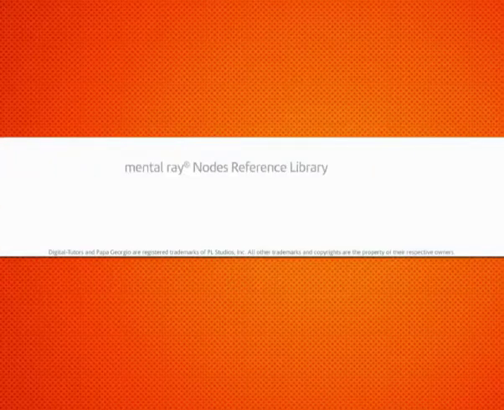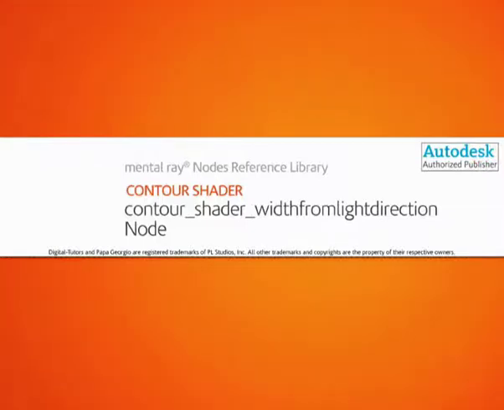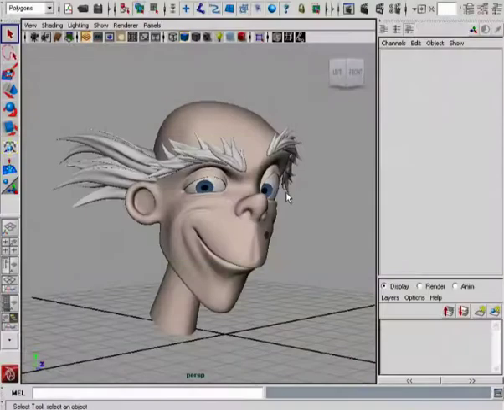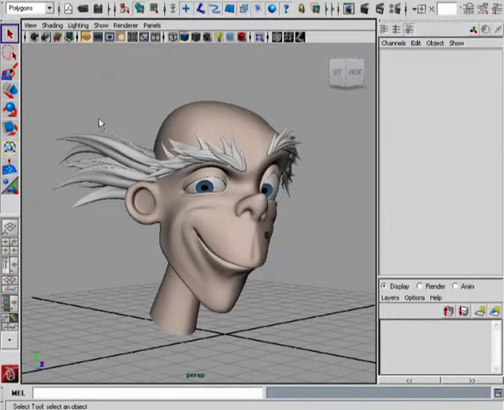In this lesson, we'll take a look at the width from light direction node. So with this particular contour shader, this is one that will actually give us the ability to control the thickness of our contour lines based on some kind of an arbitrary light direction. So really this behaves in a method very similar to our width from light contour node, except the only difference is that we don't actually have to specify some kind of a light.